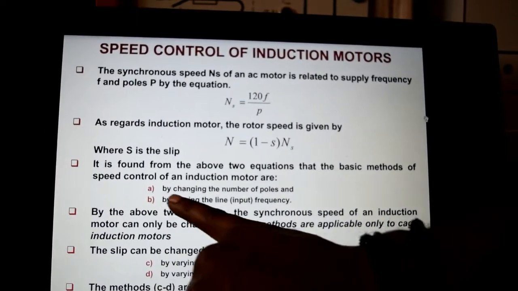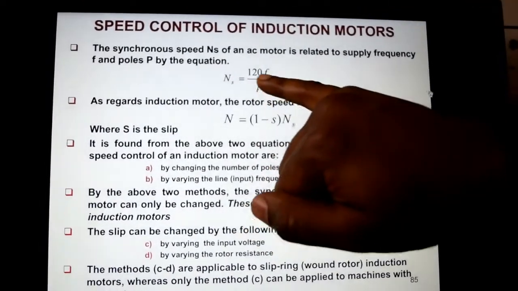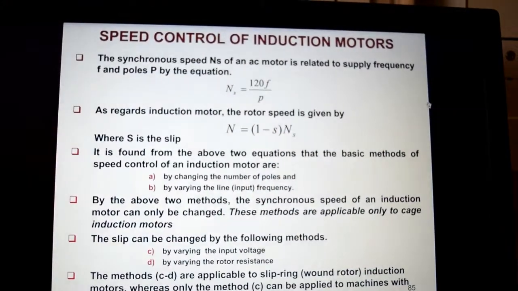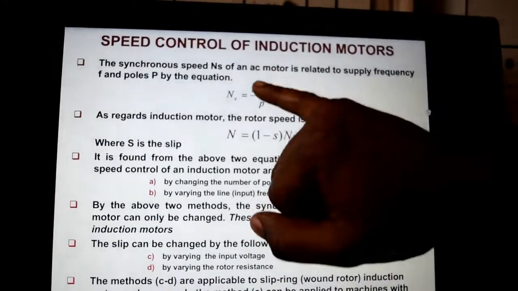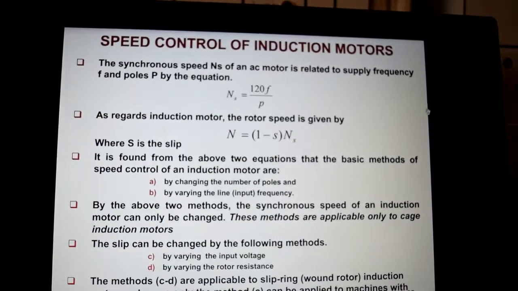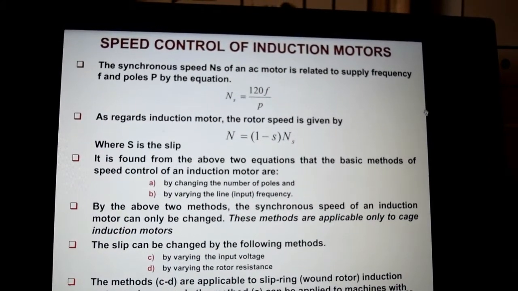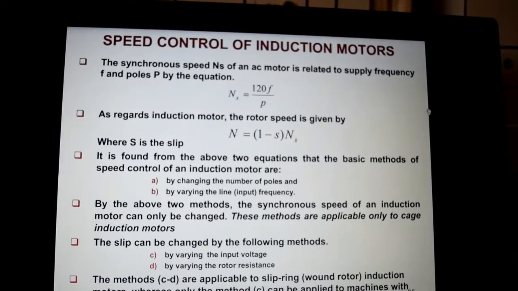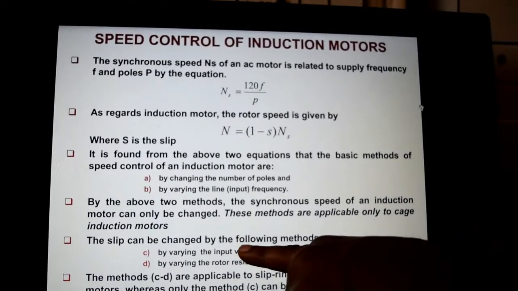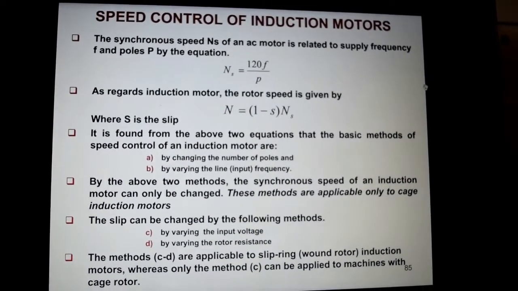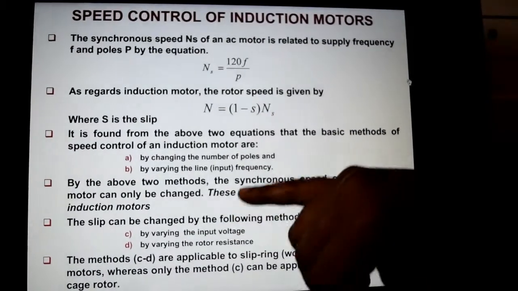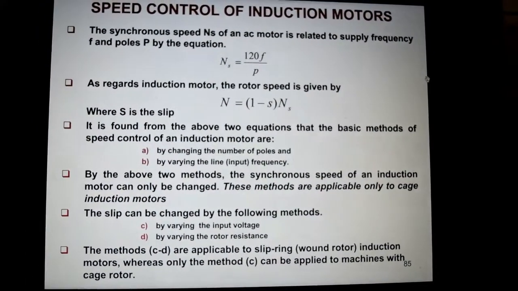The first one will be by changing the number of poles. If we vary the poles, we can vary the speed of the induction machine. Also, if we vary the frequency, we can vary the speed. And the other one is that speed is directly proportional to the voltage, so if we vary the voltage, we can vary the speed of the induction machine. These three work for both squirrel cage and phase wound induction machines.